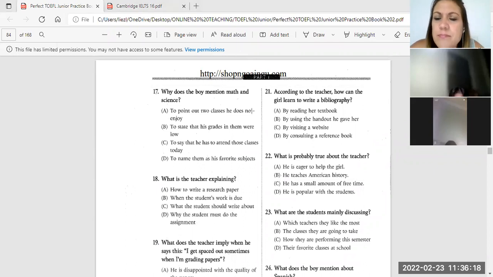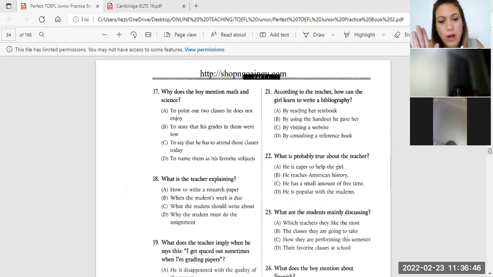According to the teacher, how can girls learn to write a bibliography? What? Bibliography. Number 20. What bibliography. Questions 18 through... Okay, let's see. How can the girl learn to write the bibliography?